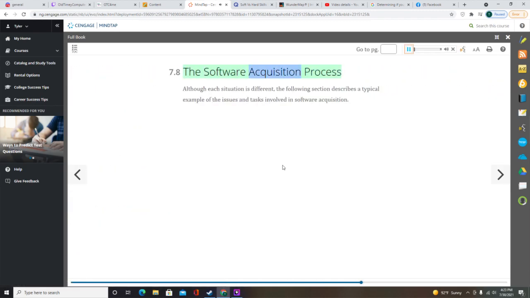The software acquisition process. Although each situation is different, the following section describes a typical example of the issues and tasks involved in software acquisition.